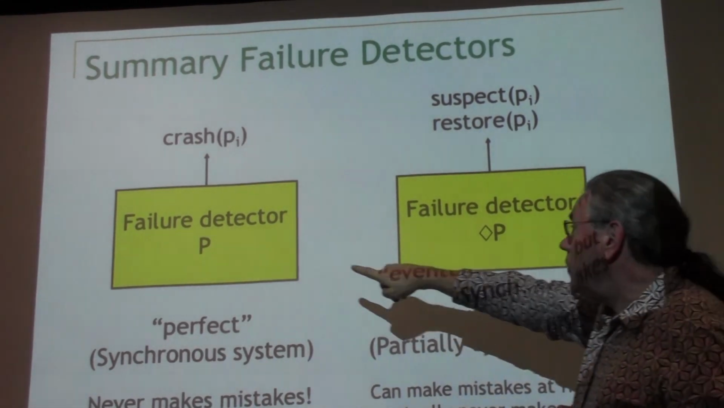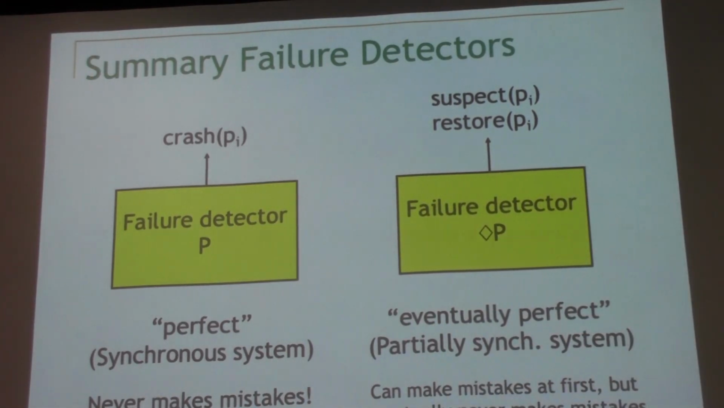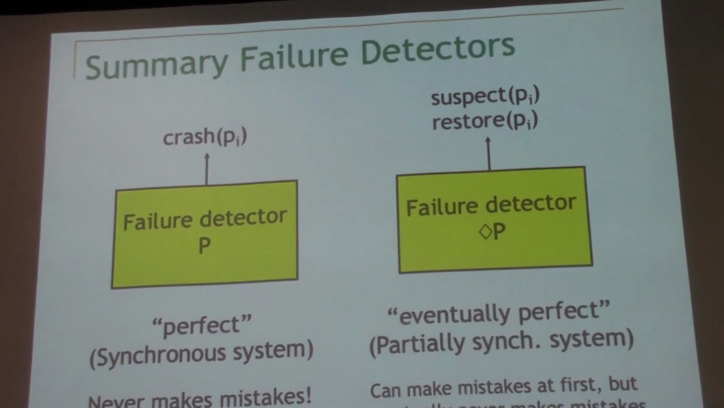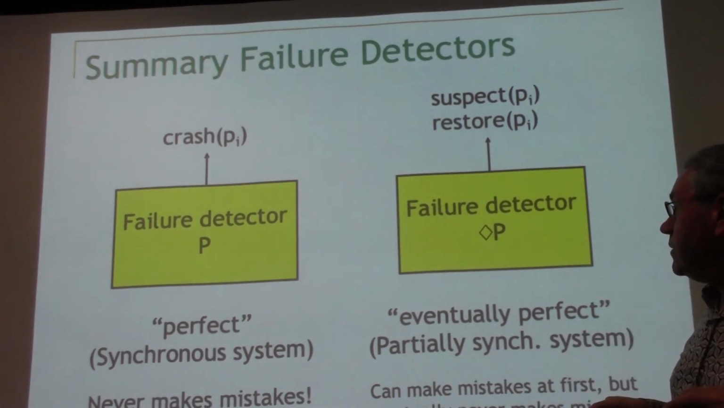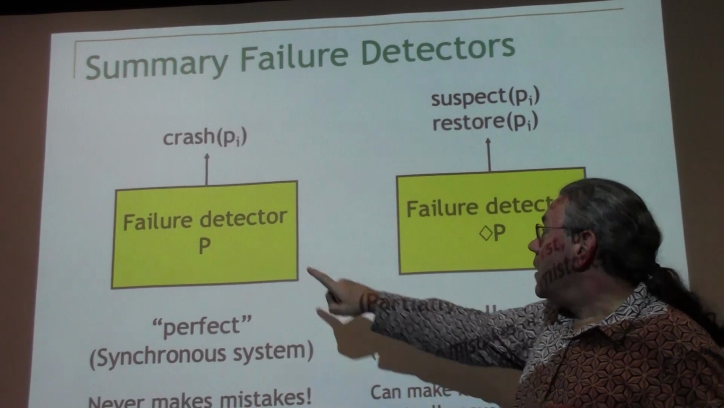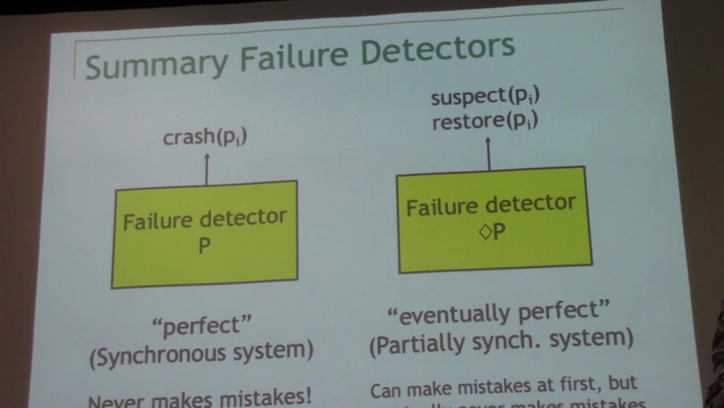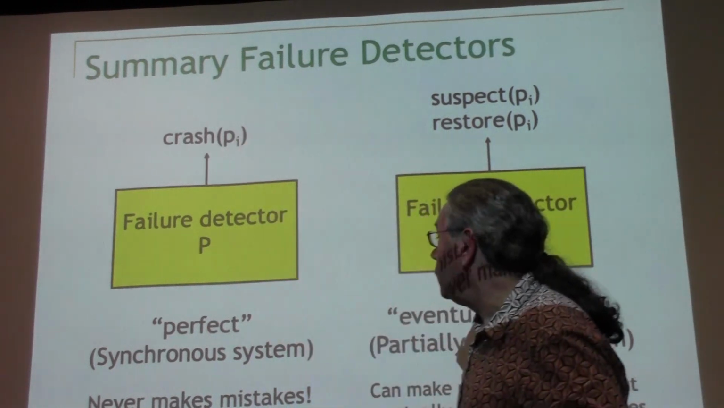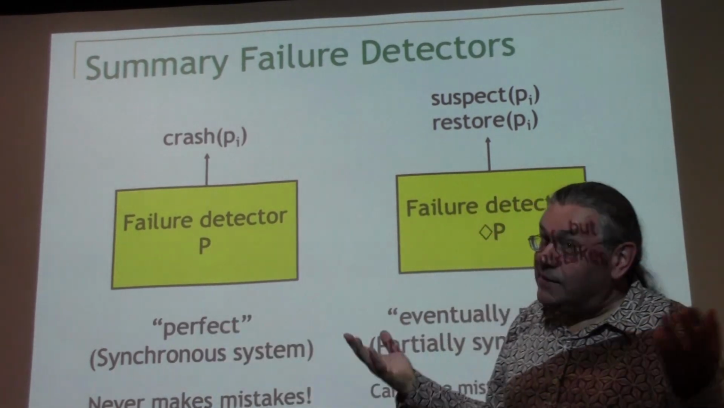And depending on what kind of failure detector, this message means something. This is failure detector P. All distributed system people know what failure detector P is. It's the best possible failure detector. It never makes a mistake. If it tells you that node P1 has crashed, you can be guaranteed it's going to be correct. Node P1 has crashed, if it sends a crash message. So this is the perfect one, but the problem is you need a synchronous system to implement it.